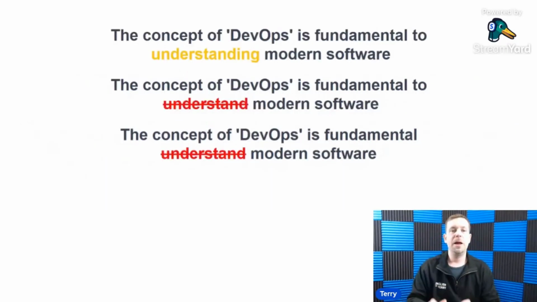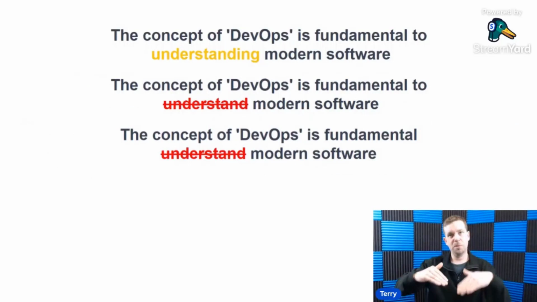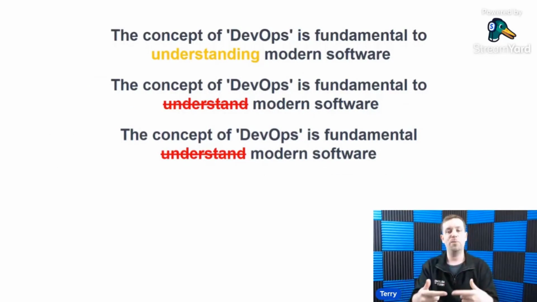Okay. Now, if we look here at the next part, as one of the possible grammar mistakes you will have when building your answer is here. The concept of DevOps is fundamental to understanding, ing. The basic rule in English is that if you have a preposition, in, at, for, to, and you have a verb next, it will be ing.